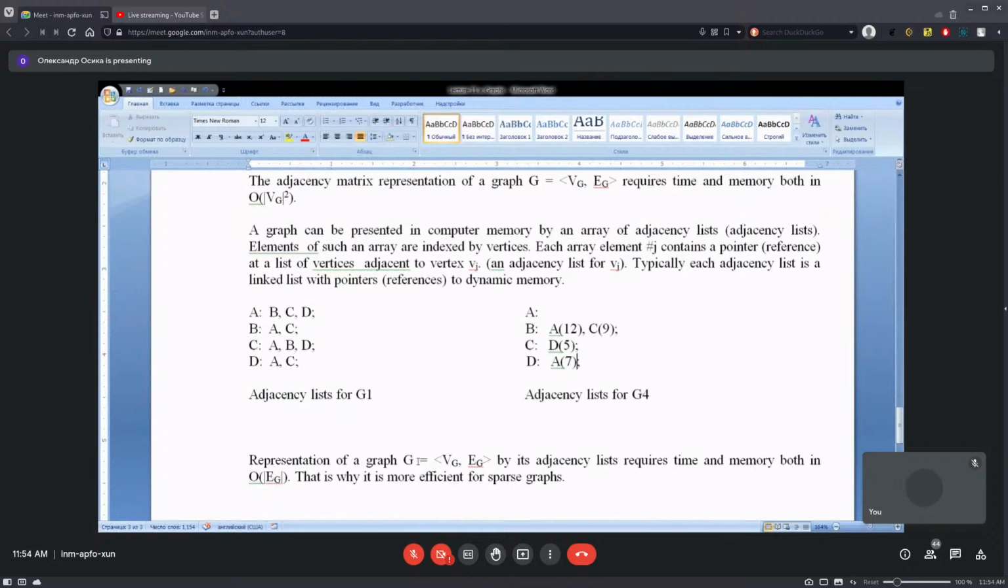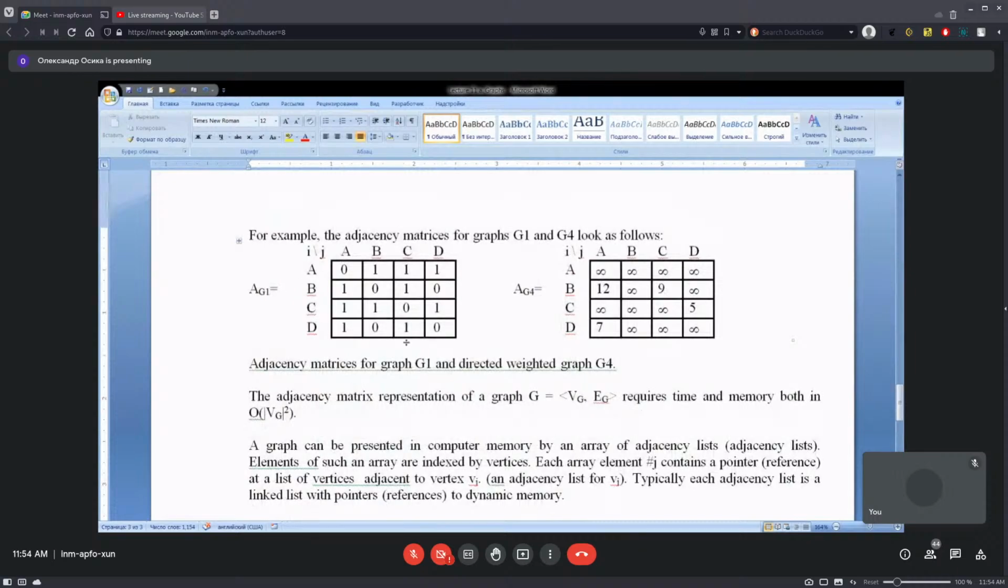Representation of a graph G by its adjacency list requires time and memory both in proportional to the number of edges in the graph, because here one edge, another edge, one edge, and here edge, edge, edge. So proportional to the number of edges, and here proportional to the number of vertices squared.